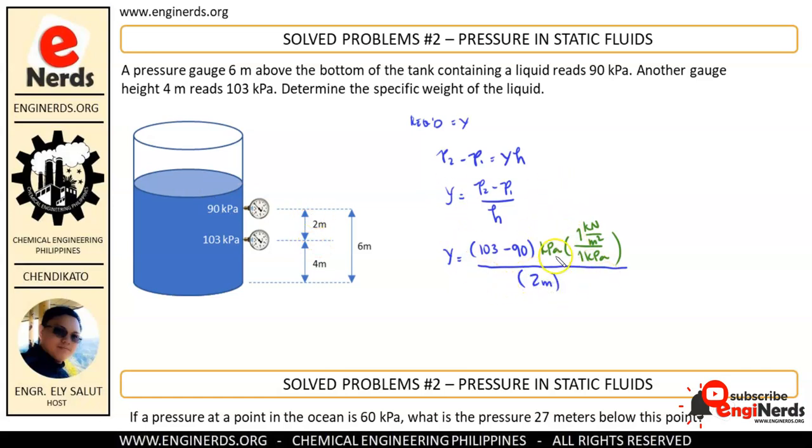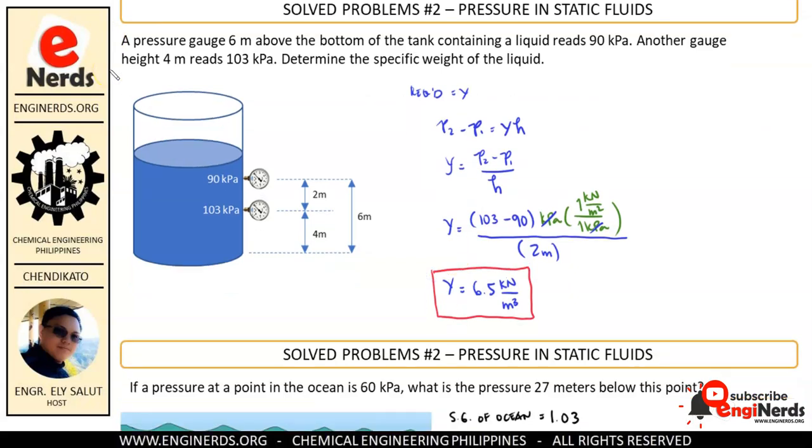So, what will our unit be? The kilopascal cancels, so we have kilonewton per meter squared divided by meters. Our unit will be kilonewton per cubic meter. Therefore, our specific weight is equal to 103 minus 90 divided by 2, which is equal to 6.5 kilonewton per cubic meter. And this is our final answer for this problem.